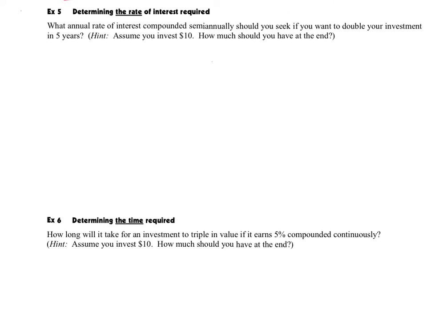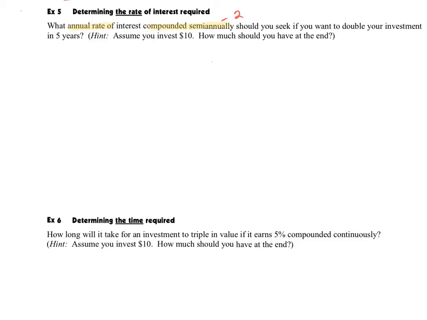here, we are looking for our rate of interest. So we're going to find a different part of our problem. Furthermore, this one is going to be phrased slightly differently. So we want to know the annual rate of interest. It tells us that we're compounding semi-annually, so we know that that means it's going to be twice a year.